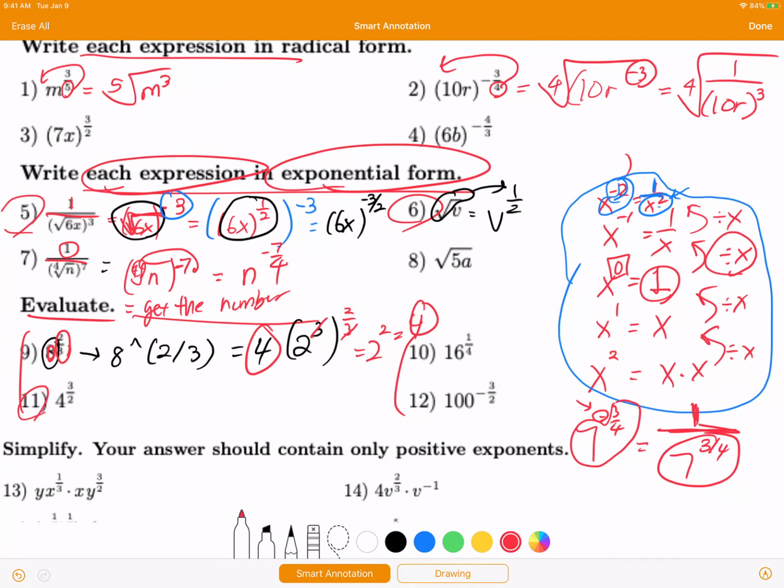Number 11 here, you can simply take 4 and make it 2 squared, and that's the 3 over 2 power right next to it. And so the 2's will cancel, that's 2 to the 3rd power, and that should give you 8 as your final answer. Also type that in your calculator, I guarantee you will get an 8.